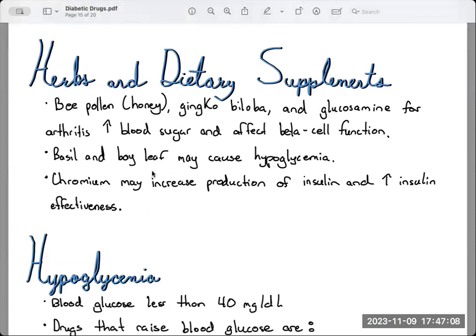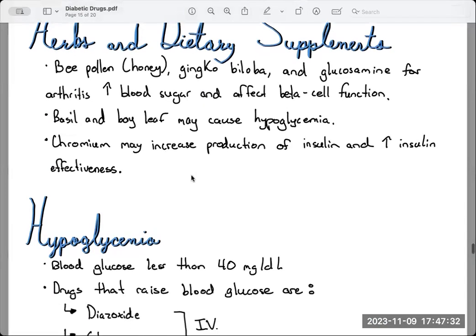Now, there are different herbs and things to watch out for. I would watch out for honey. I would watch out for something called ginkgo biloba. I don't know how to say it, but it's a commonly asked herb that you see a lot, and it can affect your sugar levels and the insulin's ability to control those sugar levels.